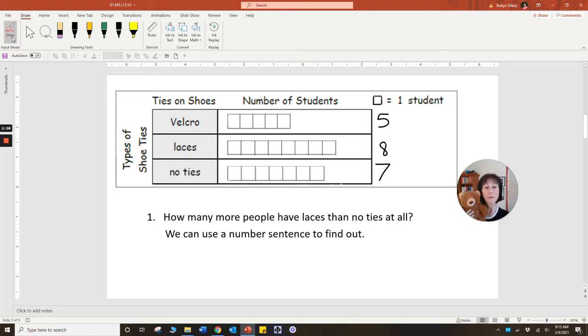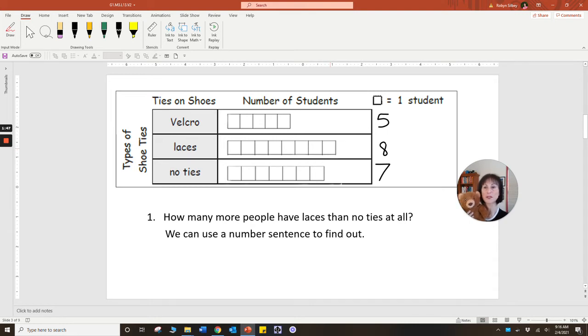How many more people have laces than no ties at all? To find out how many more, we can do it 2 ways. We can either look at the number of blocks here and the number of blocks with no ties, and we can see that the blocks with laces has 1 more. So we know our answer is going to be 1. There's 1 more child that has laces than has no ties.